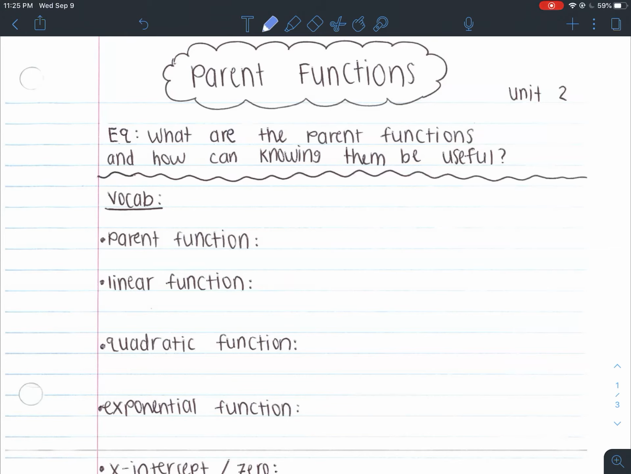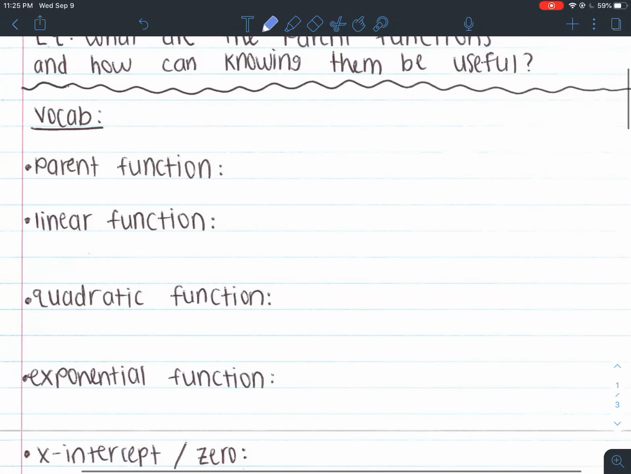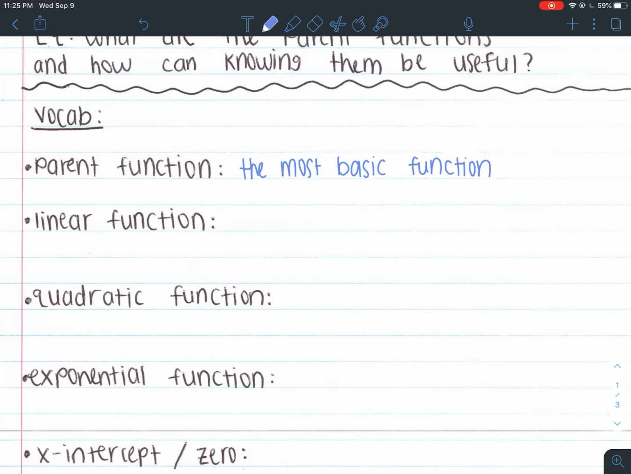In Algebra 1, we learn about three parent functions. We learn about the linear parent function, the quadratic parent function, and the exponential parent function. So what is a parent function to begin with? Well, a parent function is the most basic function. What that means is all other functions come from these parents. Just like how children come from parents, you have a starting parent and it makes children.